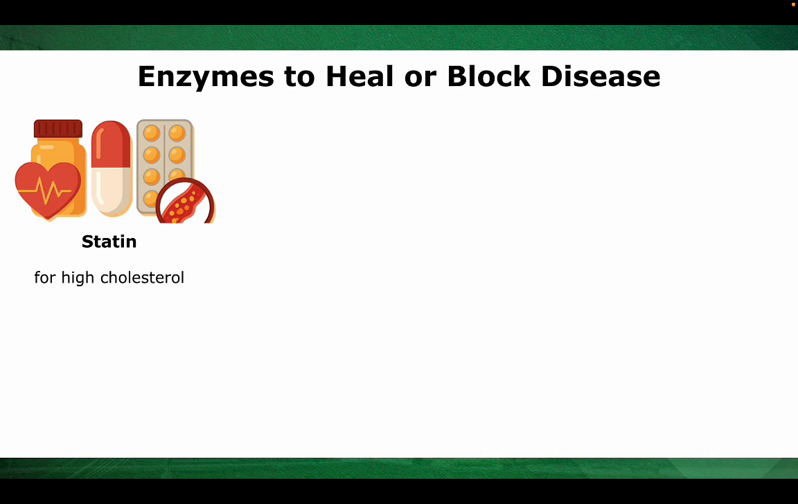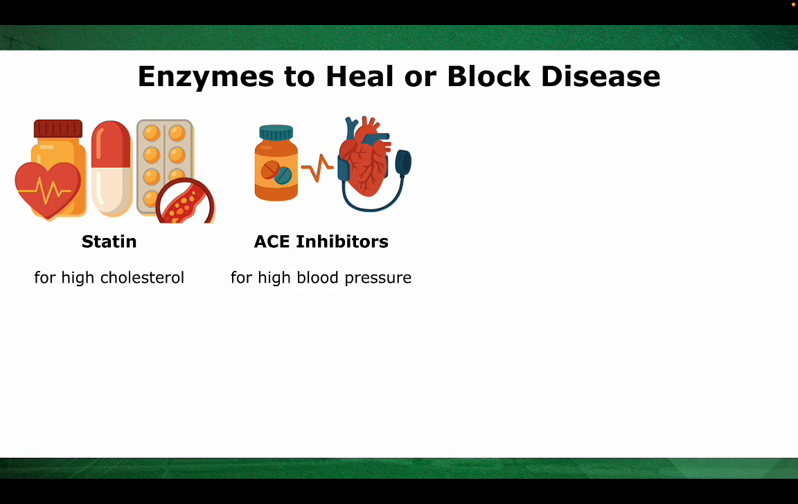Statins are used for high cholesterol. They block the liver enzyme that makes cholesterol, so your body makes less of it. ACE inhibitors are for high blood pressure. They block the enzyme that tightens your blood vessels, helping them relax and lowering your blood pressure. ACE stands for angiotensin converting enzyme.